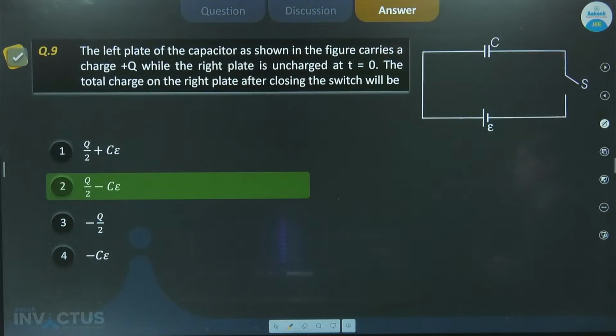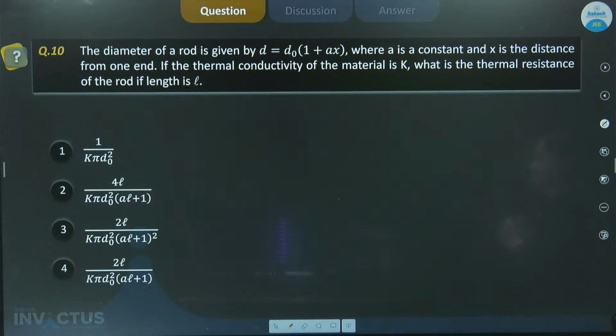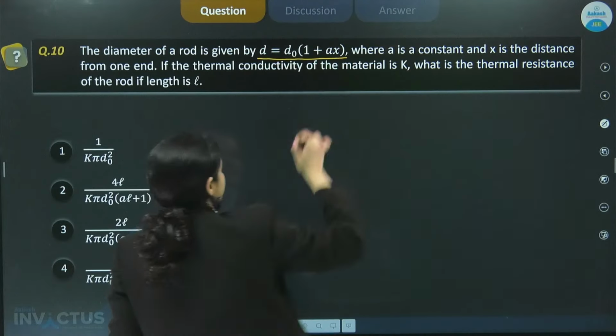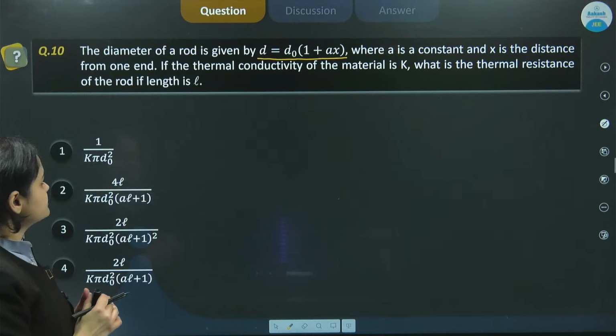Let's check the answer. Yes. Now, question number 10. It says that the diameter is changing with x, fine, and the thermal conductivity of the material.